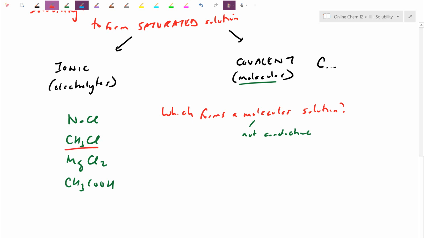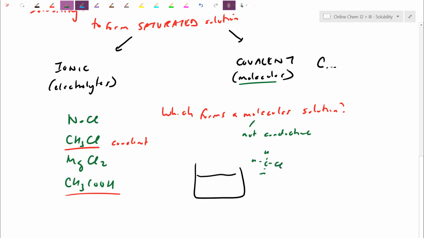So I'd recognize this one here should be organic. This one here is also going to be organic, but we'll talk about that in a second. This one here is a covalent compound. So when you bubble this chloromethane into water, because this is covalently bonded, the CH3Cl actually doesn't break up in solution. These covalent bonds are a little bit too strong. So when you bubble this into solution, it's going to remain as molecules of CH3Cl.